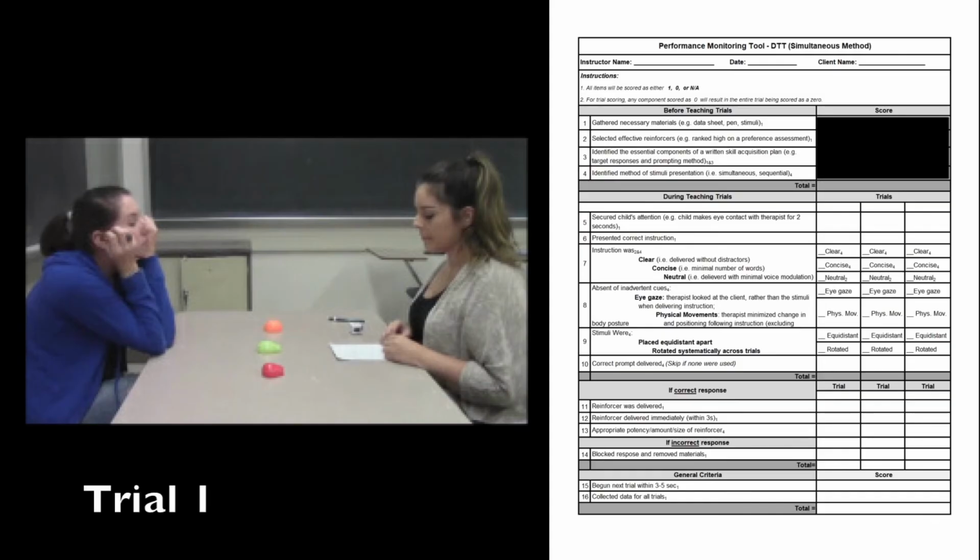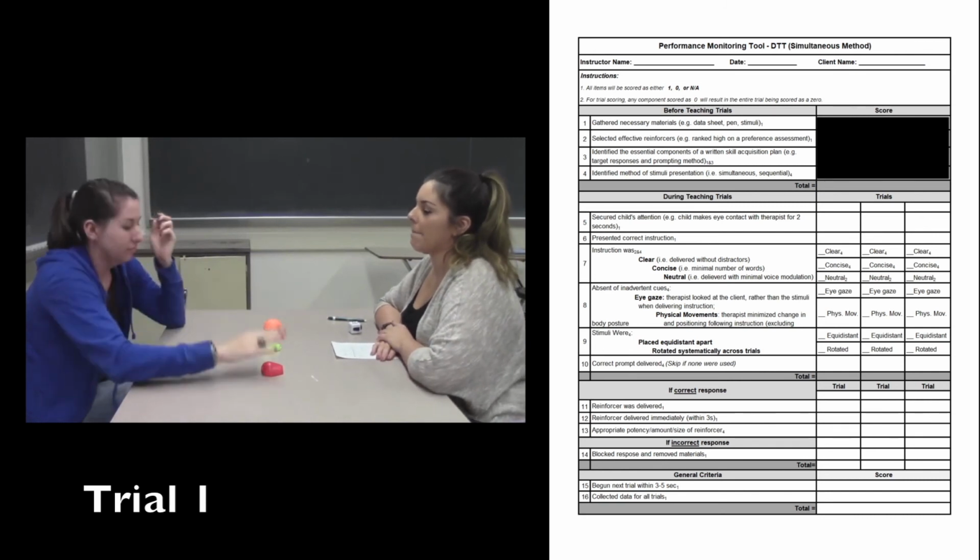Remember that we are looking for a few things at the same time. We're making sure that she secures the child's attention, presents the correct instruction, and that the instruction meets the key features outlined in Step 7: clear, concise, neutral. Additionally, we need to check for inadvertent cues such as eye gaze and physical movements, and check to see if the stimuli are placed equidistant apart. Okay, here we go.